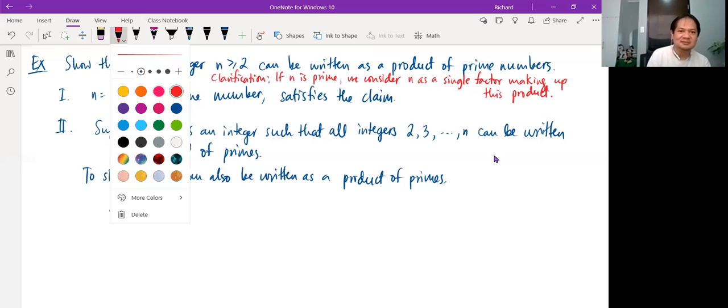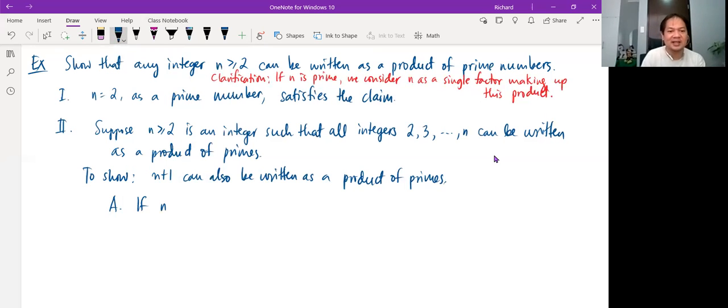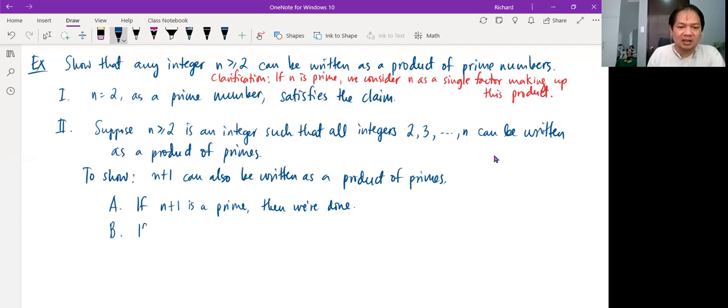All right. So I'm gonna show that our very first case A would be handled directly by that. If n plus one is a prime, then we're done. All right, because if n plus one is prime, then we don't have to rely on the representation of 2, 3, 4 until n. Because if n plus one is prime, then we're done. So the other case would be if n plus one is composite.